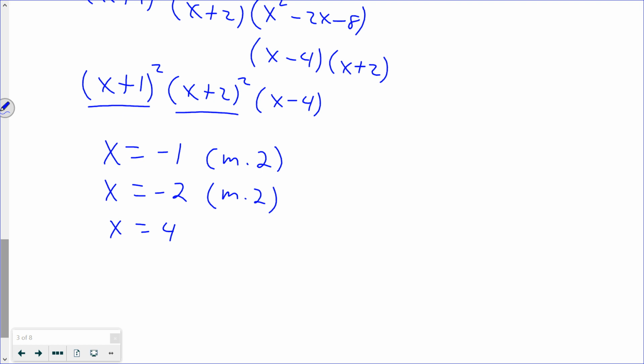Right, multiplicity just tells you how many times it's being multiplied. It's being multiplied twice, so there's a multiplicity of 2. And then x equals 4 comes from x minus 4, which is raised to the first power. It happens only once, so it's a multiplicity of 1. You don't have to write anything, it's kind of just inferred, so understood to be 1. Any questions about that? Does that make sense?